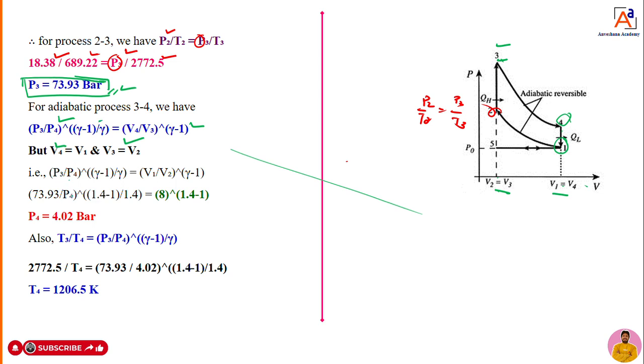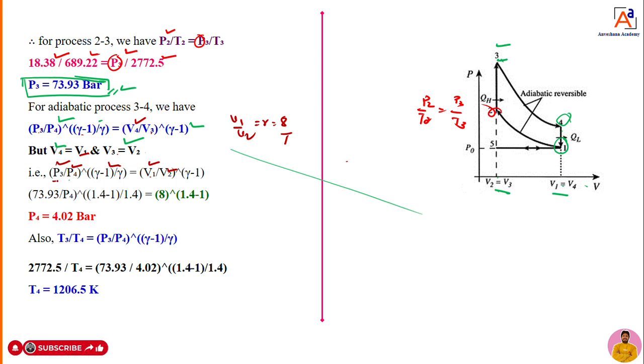So P3 by P4, I will write as it is. Gamma minus 1, I will write as it is. The left hand side term I will write as it is. What is V4? V4 is equal to V1, so I will write V1. What is V3? V3 is equal to V2, so I will write V2. Now what is V1 by V2? It is the compression ratio, r equal to 8:1, as they have given.